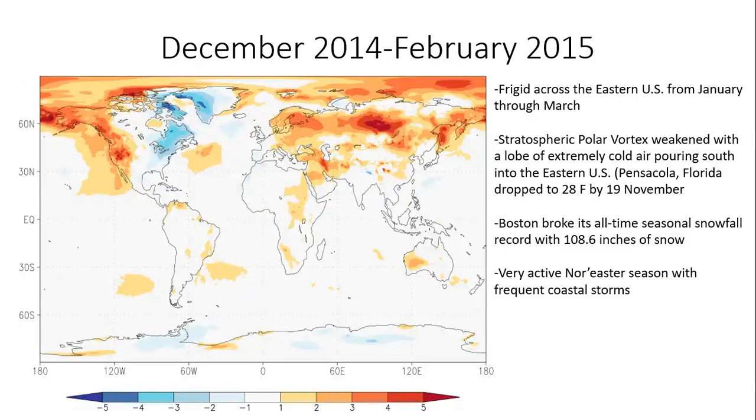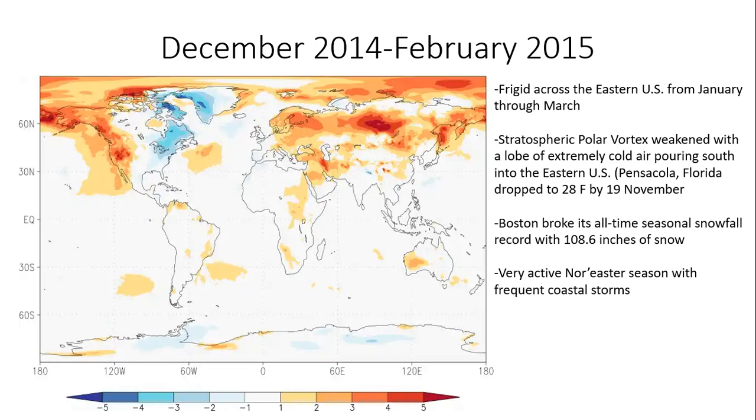Now, turning our attention to the December 2014 to February 2015 time period, that winter, it was frigid across the eastern U.S. from January through March. The stratospheric polar vortex weakened, with a lobe of extremely cold air pouring south into the eastern U.S. For example, a place like Pensacola, Florida on the Gulf Coast dropped to 28 degrees by 19 November. Frigid. Boston, by the way, broke its all-time seasonal snowfall record with 108.6 inches of snow for that particular winter season.